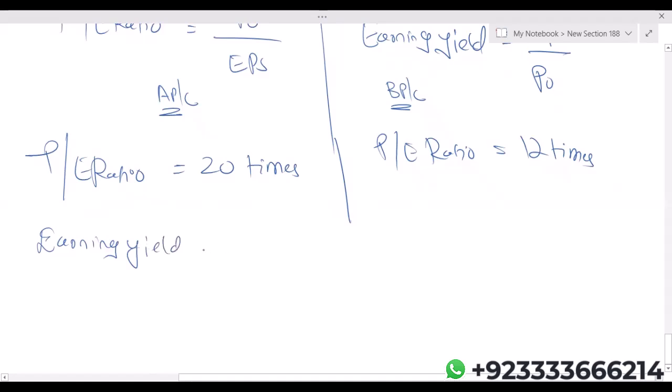Earnings yield is equal to 1 upon P/E ratio into 100, so you get the percentage. Let me use the calculator just to get the percentage. So that is 5%.